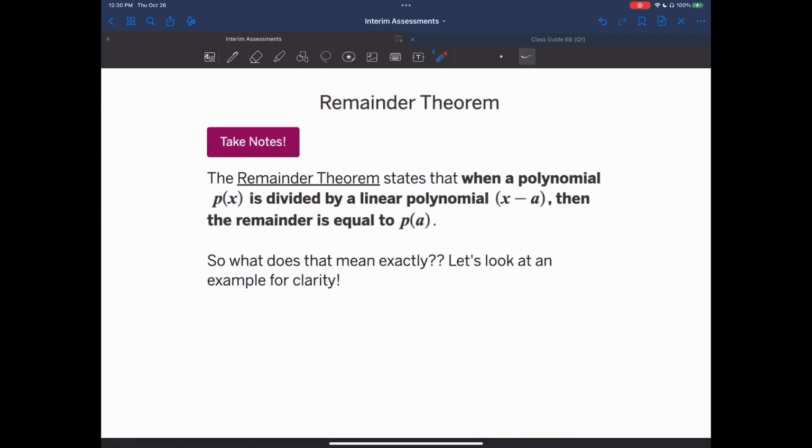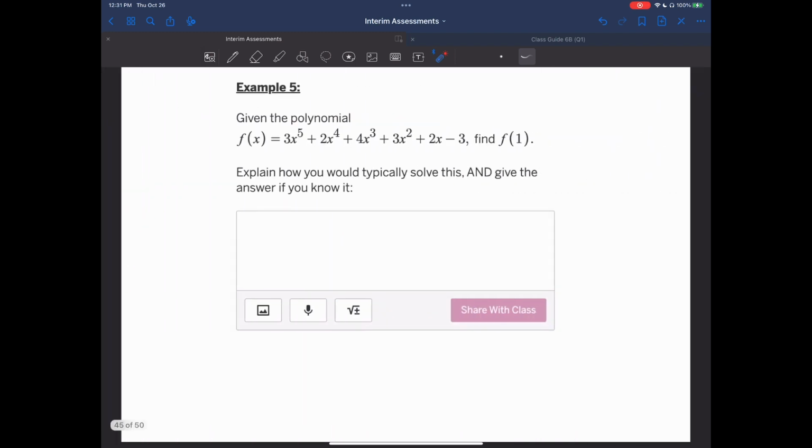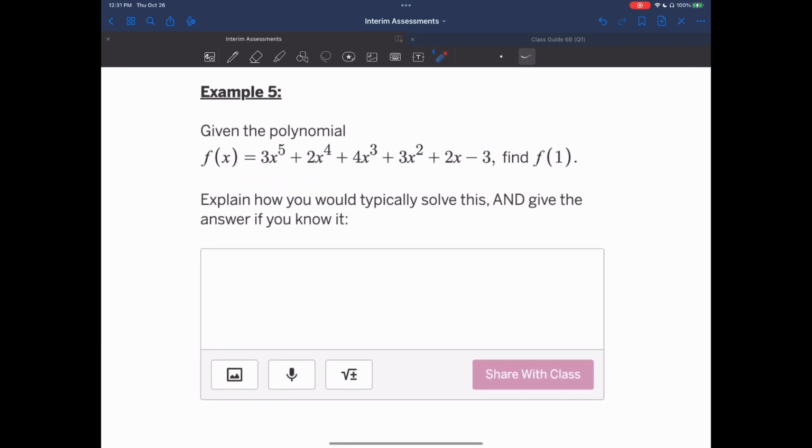Another little thing we have is something called the remainder theorem. The remainder theorem is similar to what we've been doing, but it states that when a polynomial p of x is divided by a linear polynomial x minus a, then the remainder is equal to what we call p of a. That's a lot of math things. Let's take a look at an example for some clarity here.